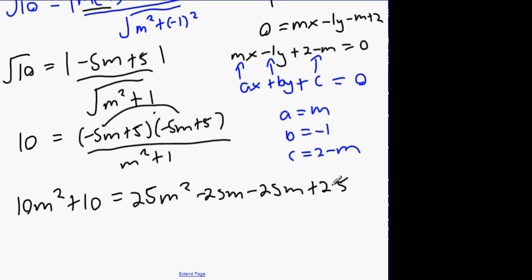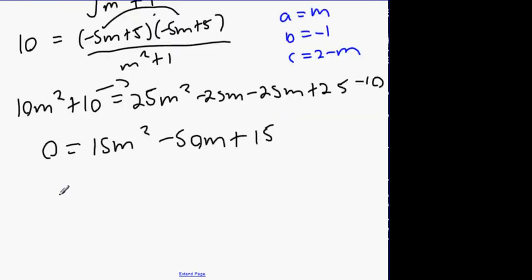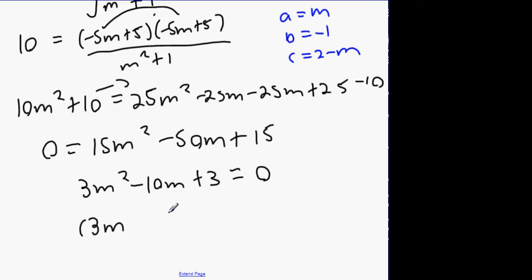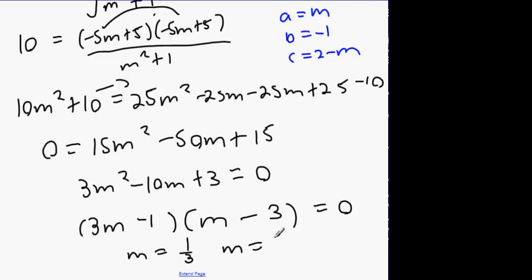We're going to make one massive equation out of this. It's going to be 15m squared when I bring that 10m squared over the other side. It's going to be minus 50m here. And then that 10 will join the 25 taken away from it, and that'll get me 15. I'll look down at this, I'll divide by 5, and I get 3m squared minus 10m plus 3 equals 0. I'll factorise it: (3m minus 1)(m minus 3) equals 0. I now have two slopes as predicted. I have a slope of a third and a slope of 3.